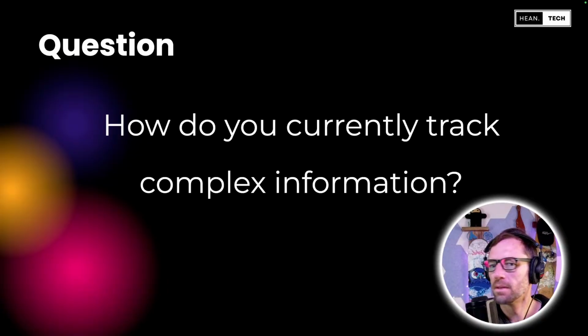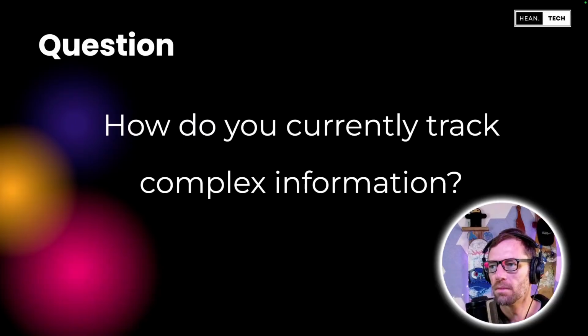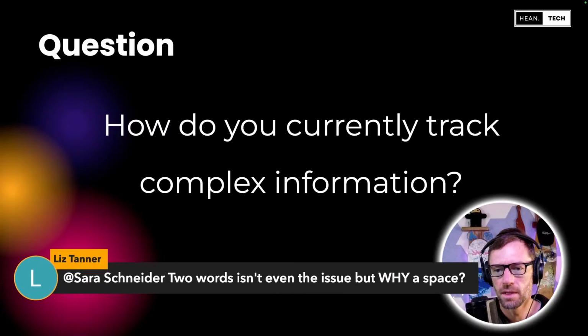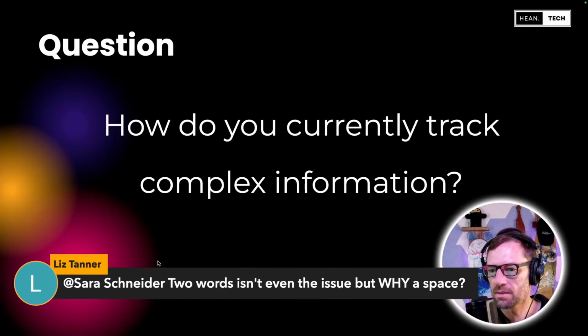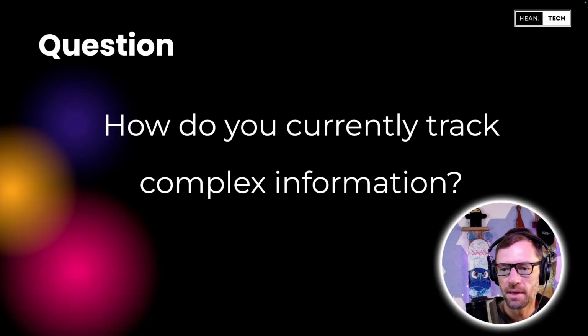What am I doing now? I'm showing some of the search on the bottom of the screen. Two words isn't the work item, but why a space? Why not, Liz? What else would you call a space? A room? Liz, it depends on the client. Screaming the word Gantt at us. Smartsheet, a day of the week, Jira. That is actually a good question. Oh, I think I know what I was doing. Thank you for letting me know. I made a whoopsie.